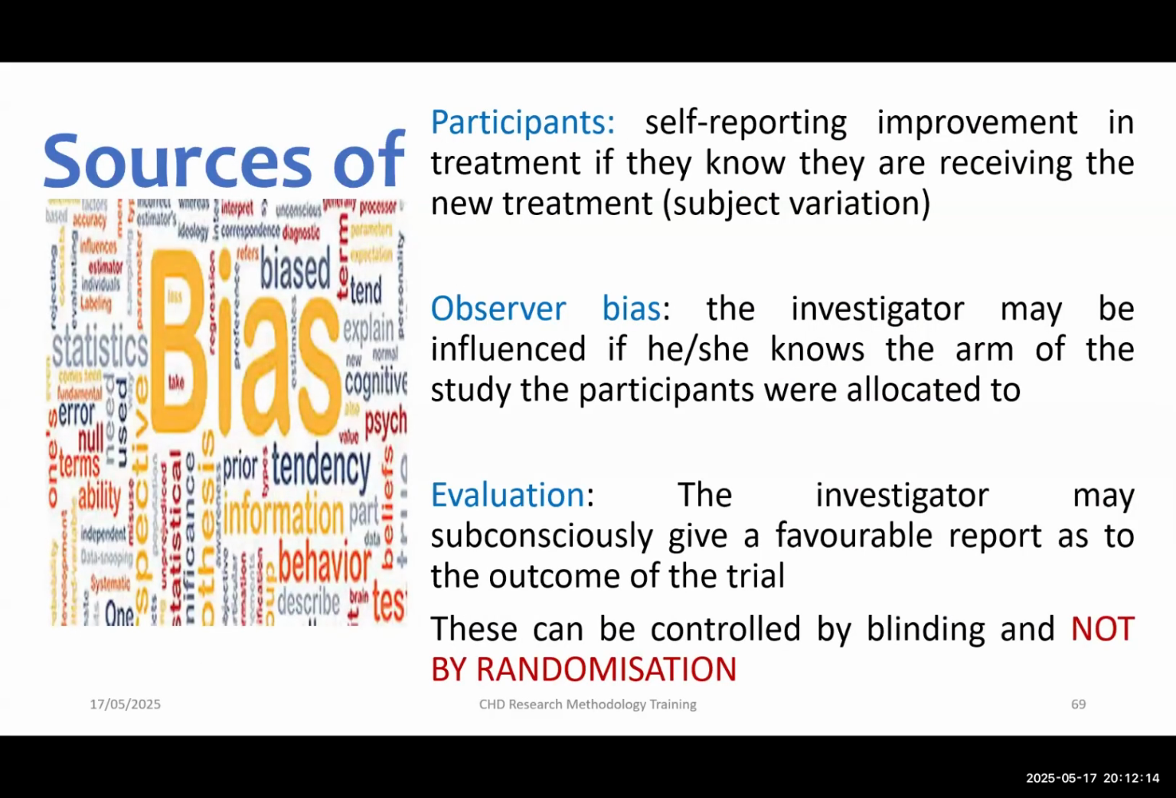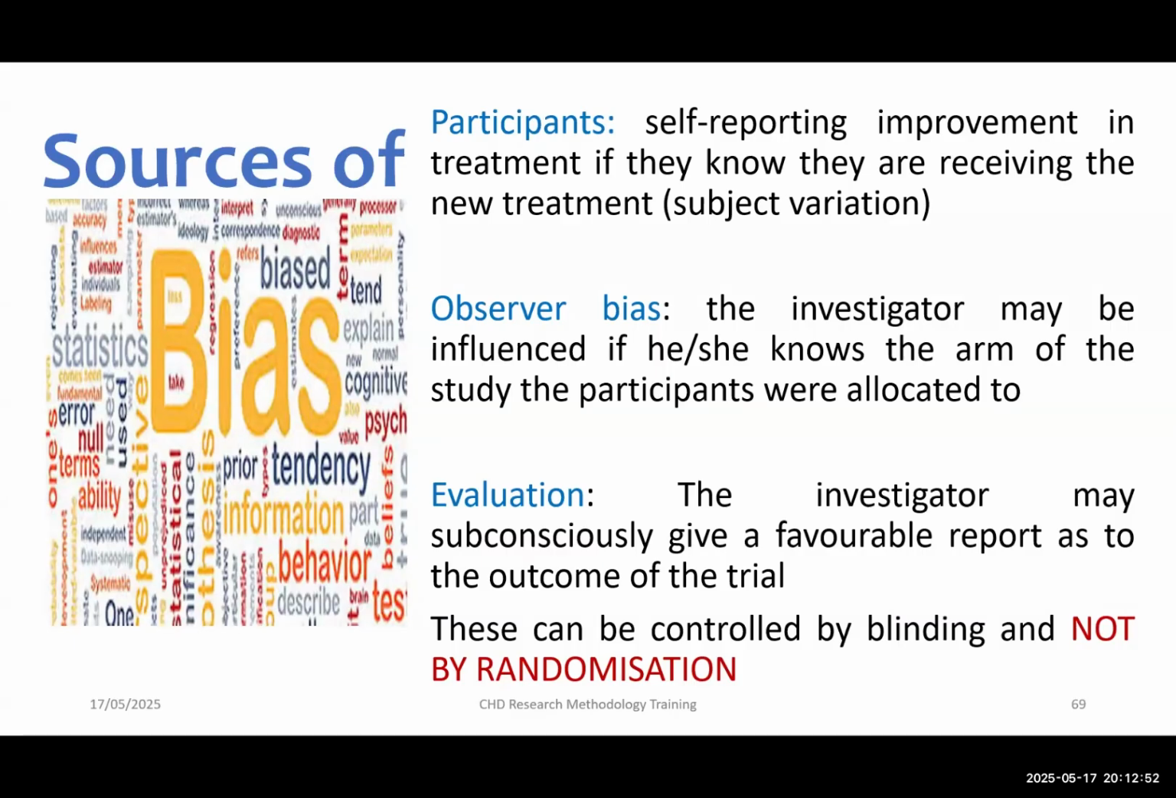So in an RCT, there are different sources of bias. Remember, the sampling and selection biases have been controlled by doing your randomization. But you still have things like participant bias. Participant bias is where the individuals in the intervention group, who are getting the new drugs, know it. So they might self-report more improvement because they know they are getting the new treatment. That is that type of bias.